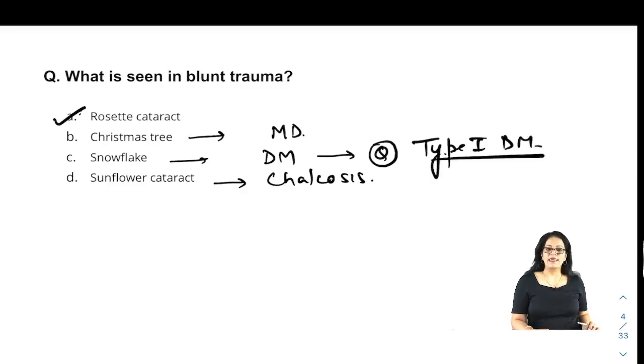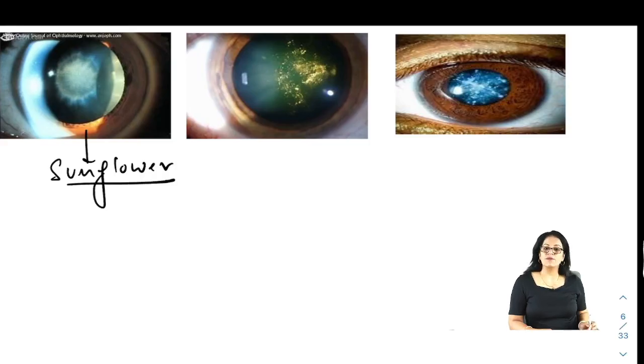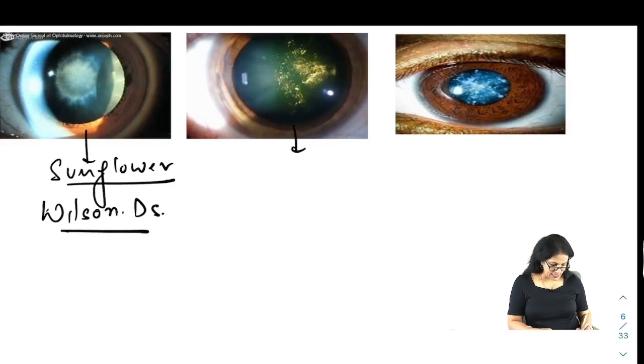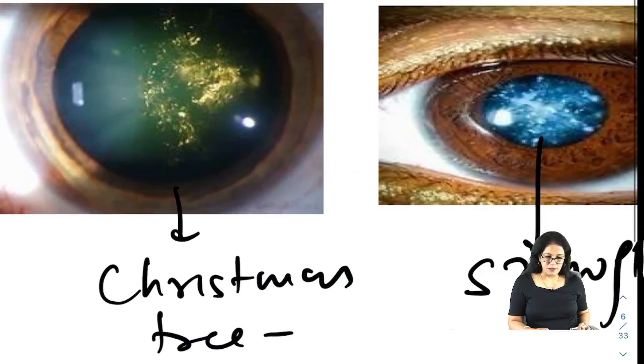Let's come to the next. Have a look. What is this? This is sunflower cataract, in chalcosis. Chalcosis is copper inside the eye, which can be seen due to a copper-containing foreign body or Wilson's disease. What is this? This is your Christmas tree cataract that we just talked about. Christmas tree is a feature of myotonic dystrophy. And this is the snowflake cataract. So sunflower, Christmas tree, snowflake.